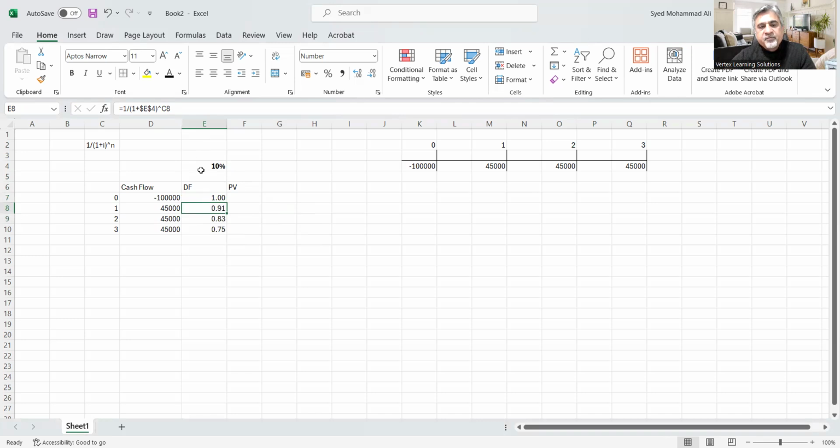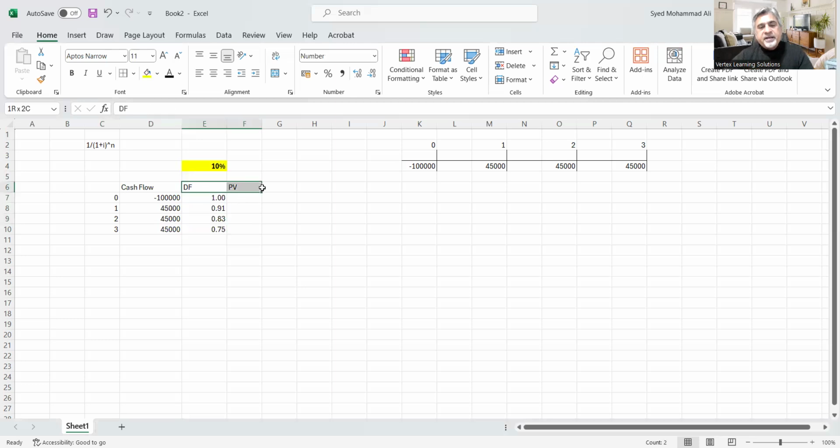Other things will change. For example, this was C7, N is 0, and N was in C7. Here, if you come, it says N is C8, which is this year. Here, N is C9. So Excel automatically changes it. But what it is not changing is E4, which is my discount rate, which I do not want to change because all of the cash flows will be discounted at the same 10%. But I want these numbers to change. Okay. So if I see here, it says C7, C8, C9, and so on.